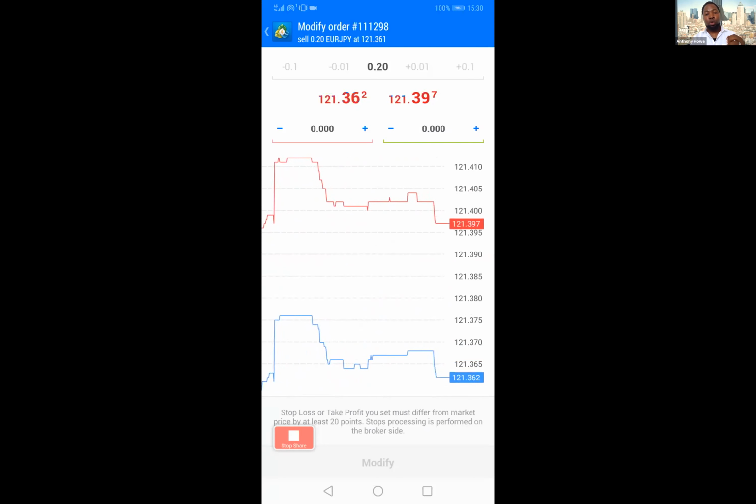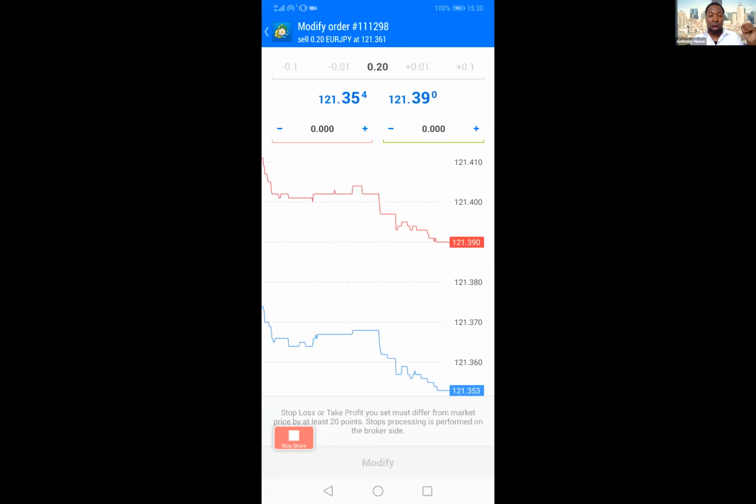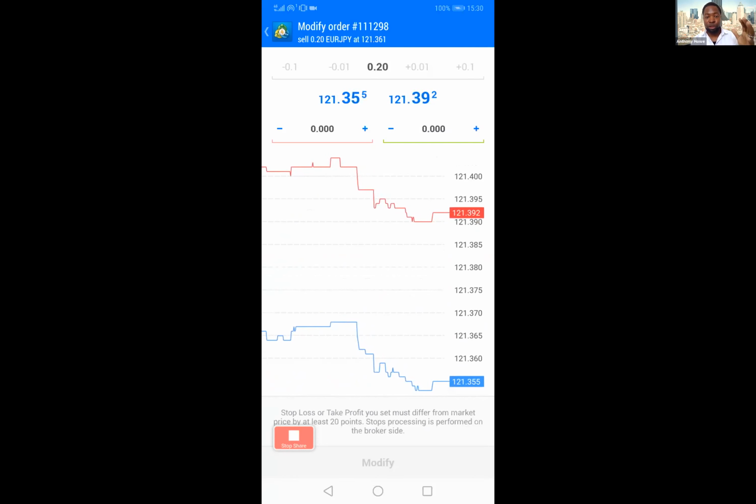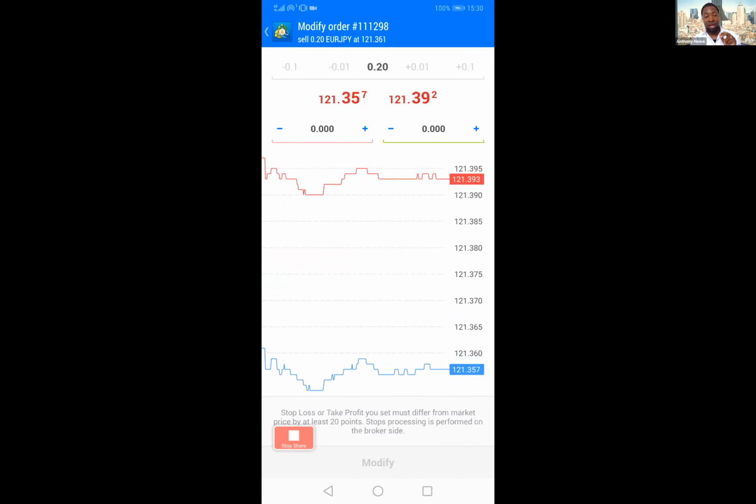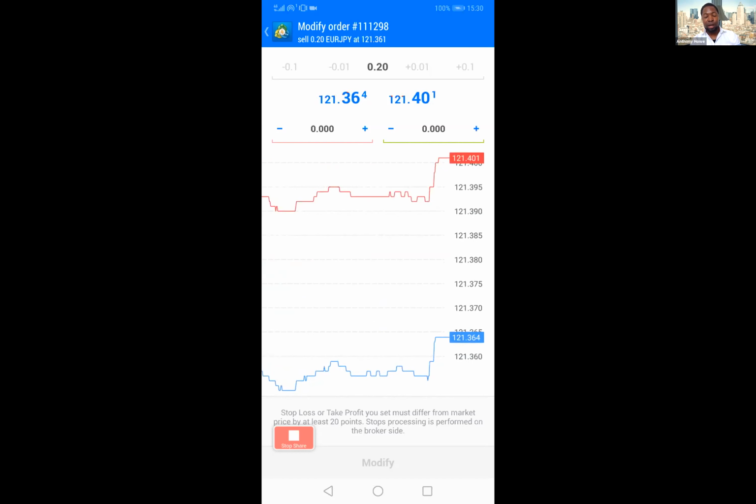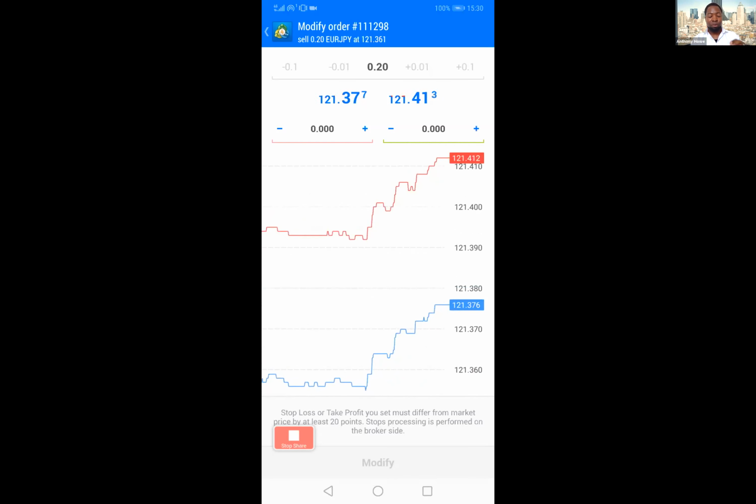So what you're doing here is basically you're going to put the take profit number and the stop number that you got from your screenshot. You're going to put them numbers here. You're going to put the take profit 1 on the green line and the stop loss on the red line. Take profit 1 number on the green line and the stop loss number on the red line.